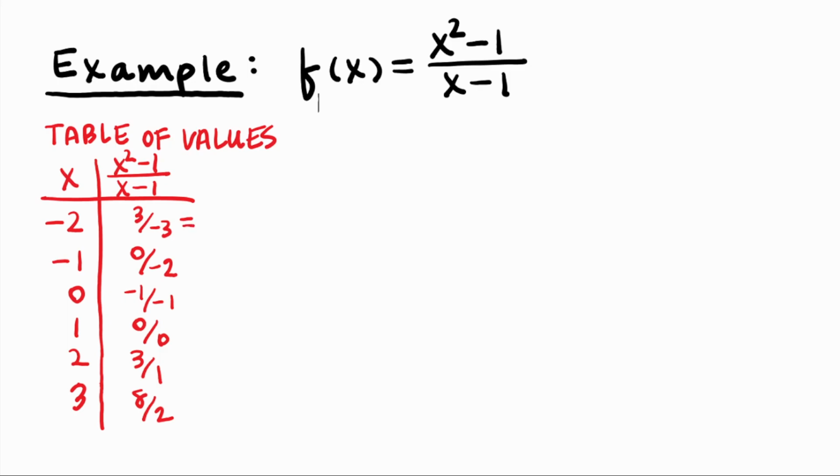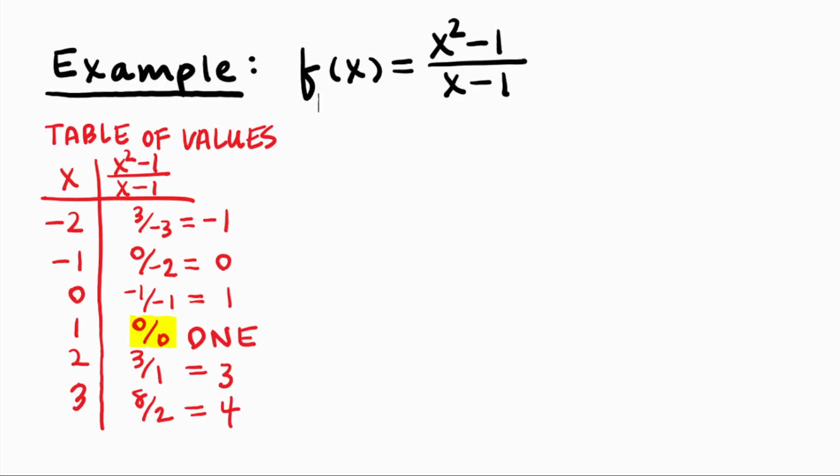And I just might simplify these and say, okay, f of -2 equals -1, f of -1 equals 0 divided by -2, which is 0. f of 0 is going to equal 1, because -1 divided by -1 is positive 1. This 0 divided by 0, I'm going to remind you that division by 0 is undefined. Okay, so this does not exist. And that's going to be important for us. I'm just going to say DNE. Okay, but f of 2 is equal to 3, and f of 3 is equal to 8 divided by 2, which is 4.